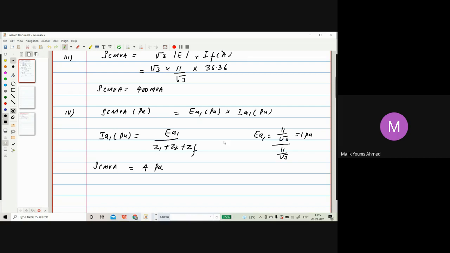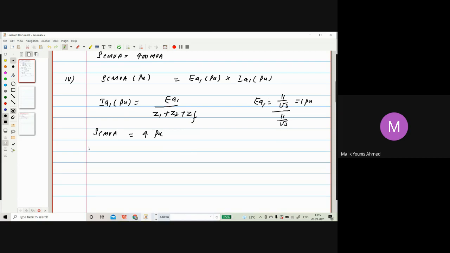Substitute the value of E as 1, Z1 and Z2. These values you know. I'm not writing these values. You can substitute it and this will be equal to 4. And from here, you can find the actual value also. In actual, that is 4 into base value, which is 100, that is 400 MVA. Any method you can find. Maybe you will be asked to find IA1 in actual. You can find that IA by under root 3 also.